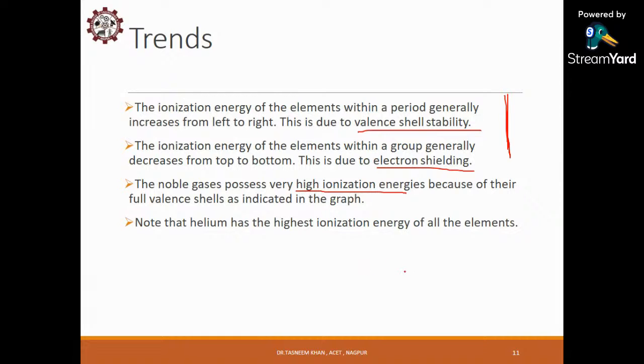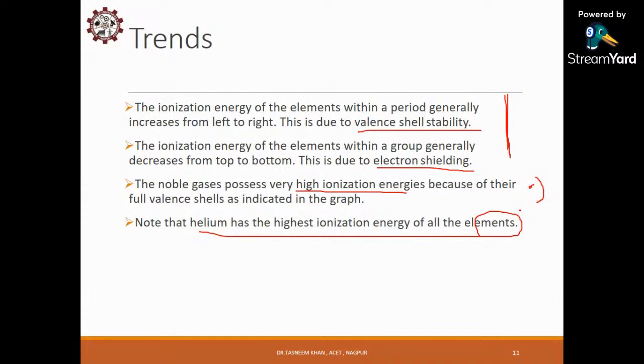जो ग्राफ में इंडिकेट है, जो मैंने यहाँ दिखाया नहीं है. So you should note that helium has the highest ionization energy of all the elements. Why? Because दो ही रहते हैं उसमें, and सबसे closest है वो न्यूक्लियस के पास, तो उसकी ionization, उसमें से इलेक्ट्रॉन निकालना means you need to give more amount of energy.